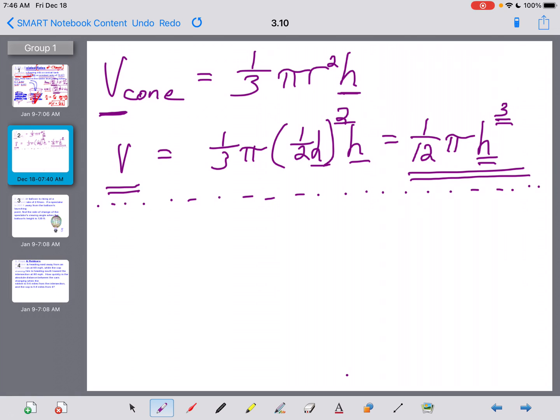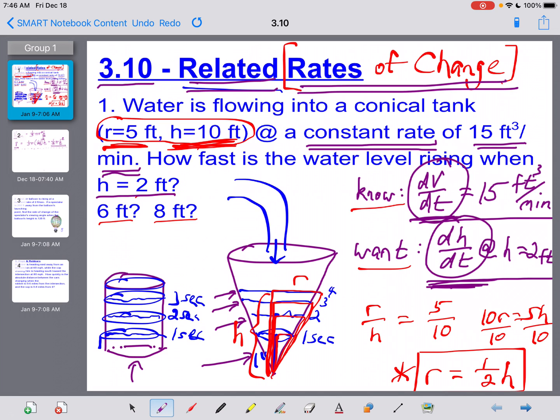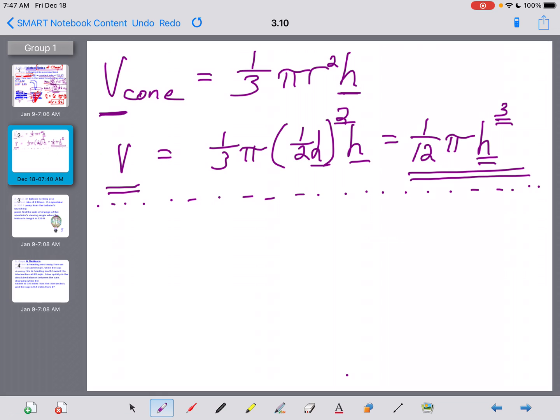And I want to take you back real quick to this messy first page and remind you that the derivative we know is the derivative of volume, but with respect to what variable? t. This was cubic feet per minute. And the derivative we want is the derivative of height with respect to t, dh/dt. Therefore, when it comes time to take this derivative, the question is, what are we differentiating with respect to? And the answer in a related rate problem is pretty much always t.